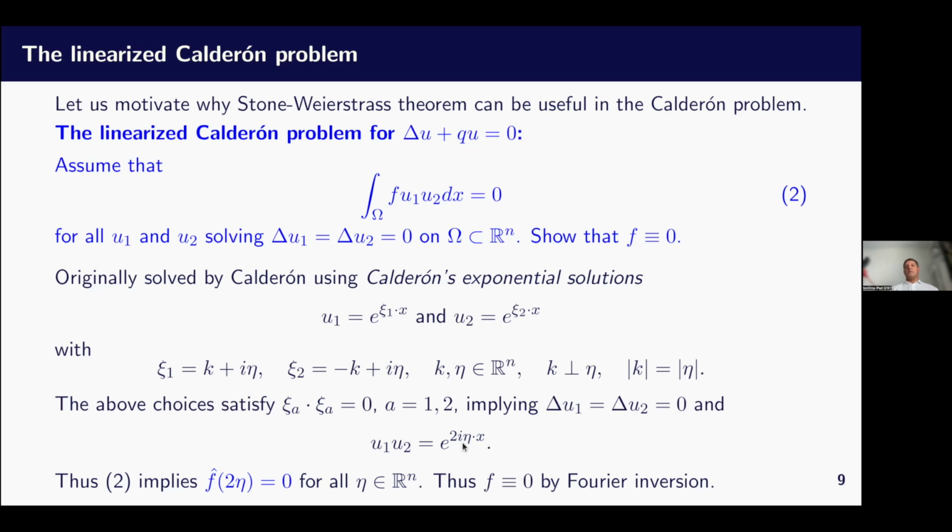So when you plug in this u1, u2 to equation 2, you actually have the Fourier transform of f at Fourier frequency 2 eta. But now eta here was just an arbitrary vector in Rn. So you can invert the equation f hat of 2 eta is 0 to get that actually f is 0, by inverting the Fourier transform. So this is how you solve the linearized Calderon problem in the most simple case.